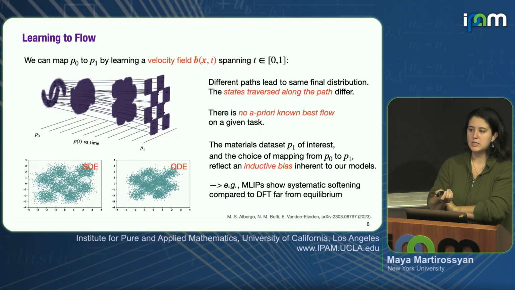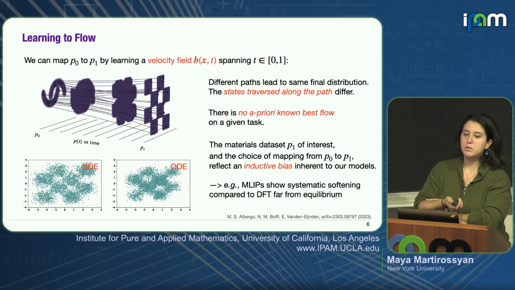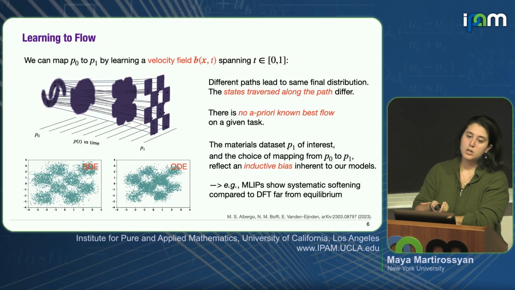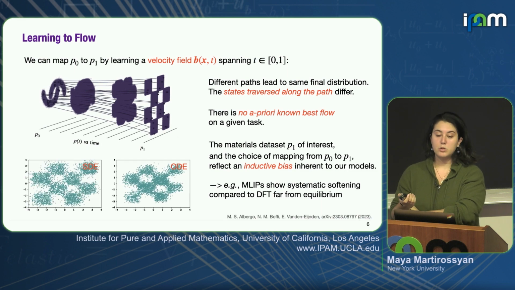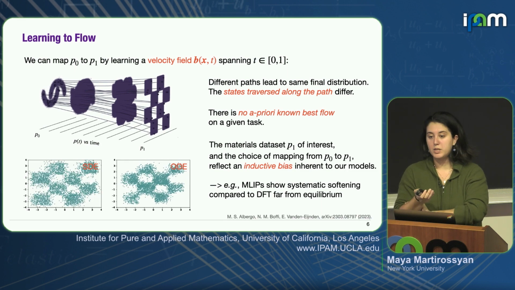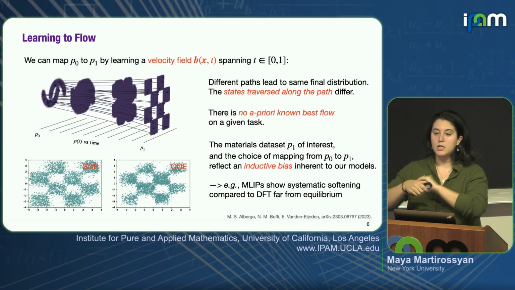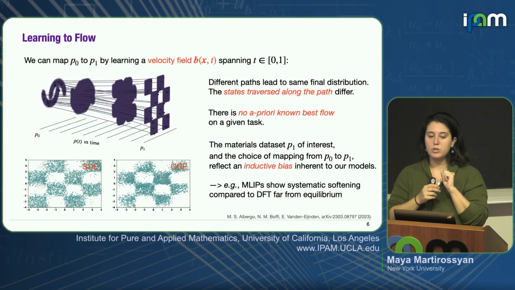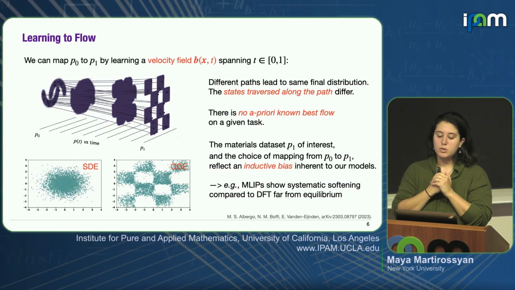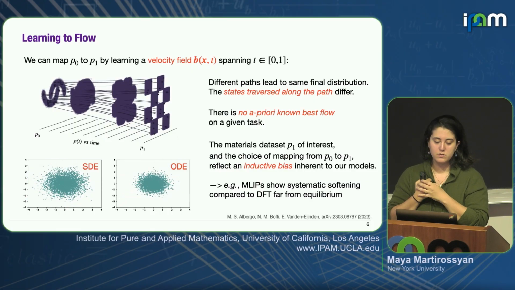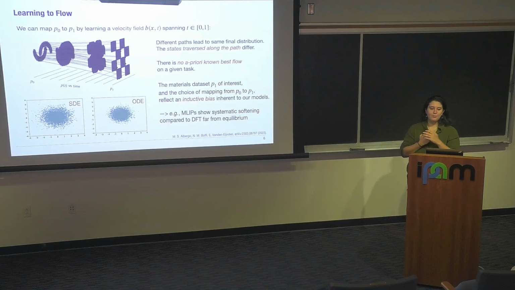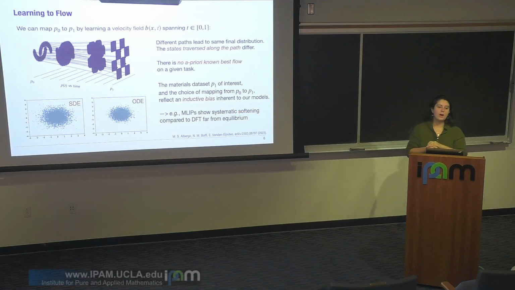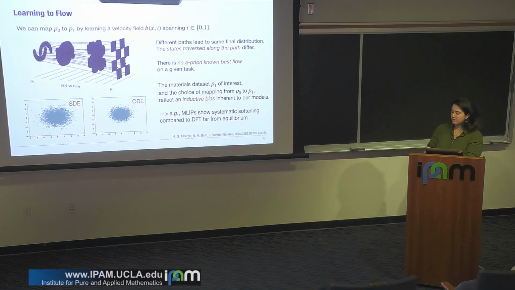Perhaps a good example of this is machine learned atomic potentials, which are trained using data that tends to be very near equilibrium. Just by doing that, it means that they show systematic softening in configurations that are far from equilibrium, so they underpredict the energies of those states. That's an interesting consequence just of the data not being fully representative.